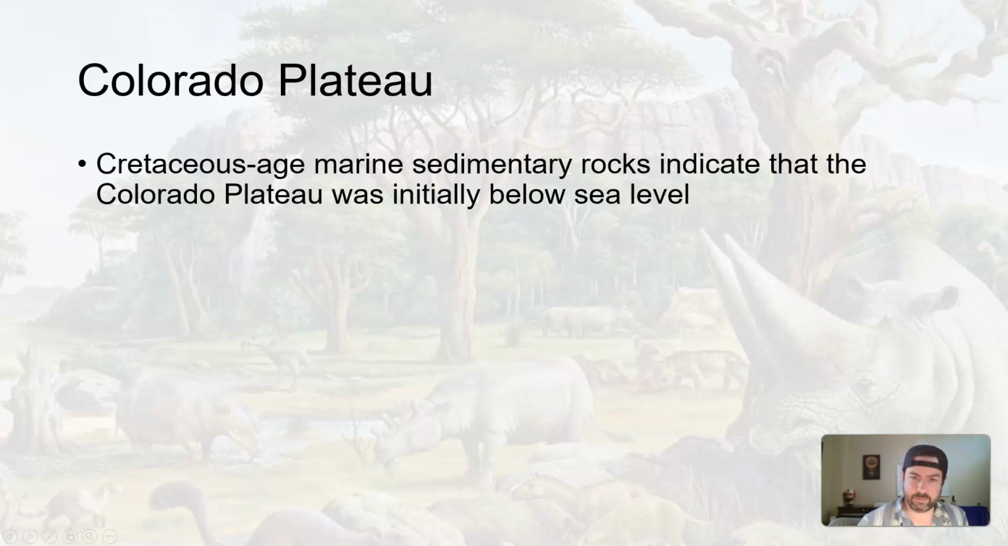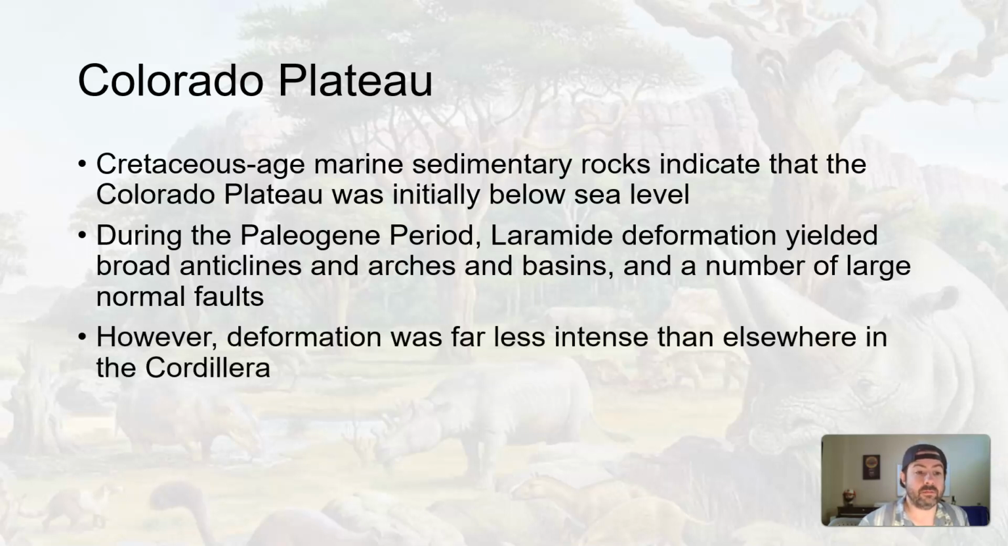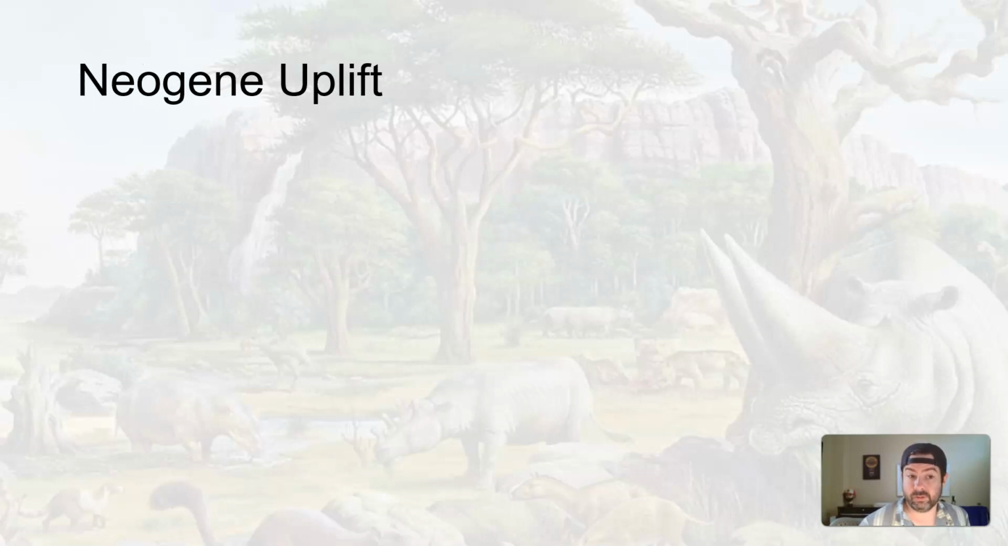From the Mesozoic, we had Cretaceous age marine sedimentary rocks, indicating that this area was initially below sea. Think back to the Cretaceous interior seaway, Sundance Sea, those sorts of things. But during the Paleogene period, the Laramide deformation, we just talked about the Laramide orogeny, yielded some anticlines, arches, and basins, and a number of large normal faults in other areas as well. However, deformation was far less intense than elsewhere in the Cordillera along the Rocky Mountains. So in this area where the Colorado Plateau occurred, there was some uplift as a result of the Laramide orogeny.